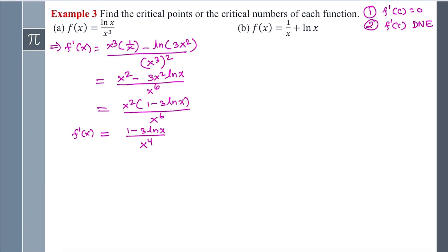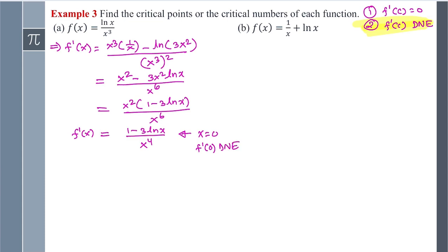Now again, we are going to look at two things here. First, let's look at the second point here, the x value where the derivative does not exist. Does not exist means the derivative is not defined. So when x equals 0, the derivative is undefined, or the derivative does not exist. So f prime of 0 does not exist.